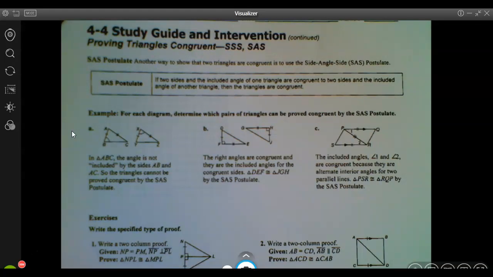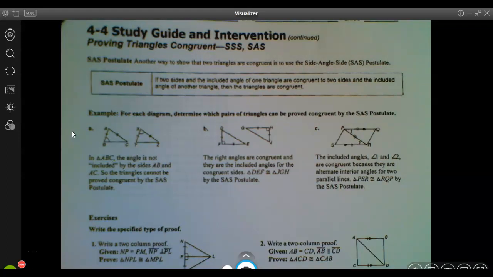So we're only going to do the 2-column proofs when the directions specifically say. But there's going to be other times, like these ones, where we're just looking at them on our own and determining whether we have enough information to prove that the triangles are congruent. So if you look at A, the first one, do we have enough information?